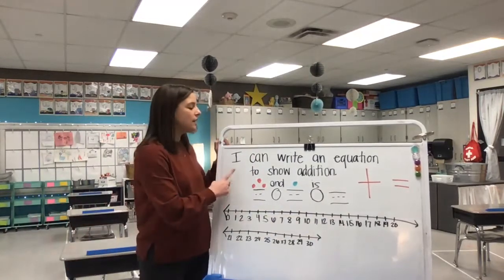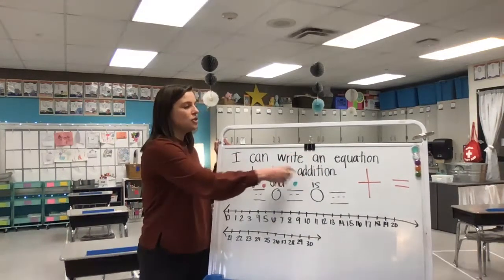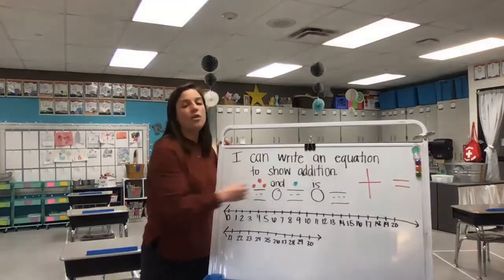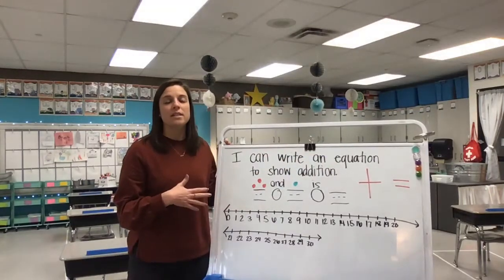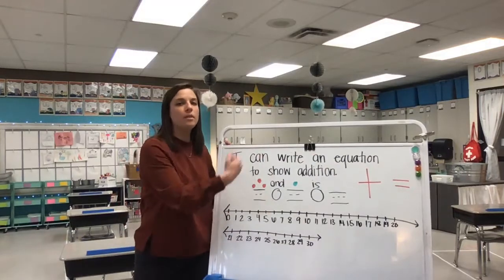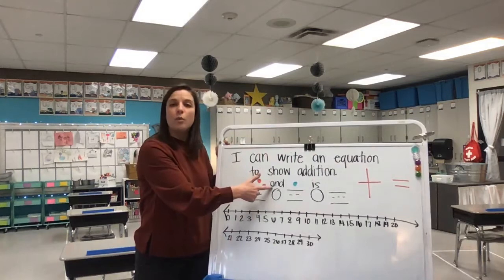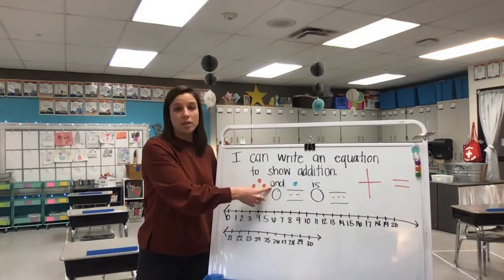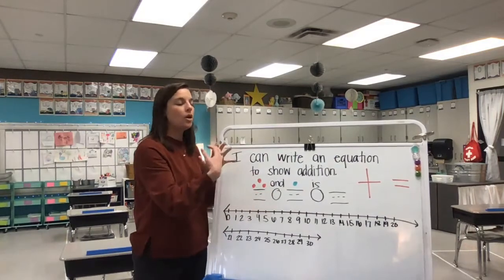Our learning target says, I can write an equation to show addition. Equation is another word for sentence in math. So we've been practicing writing our addition sentences from left to right. We've also learned that the word and is our sight word or a popcorn word that also in math means add or plus. That means that we're putting our groups together.